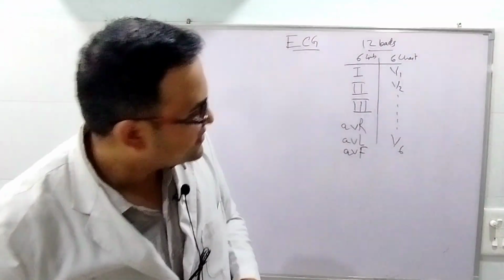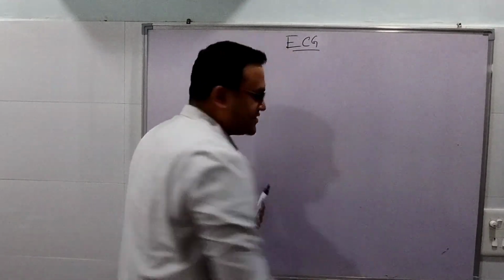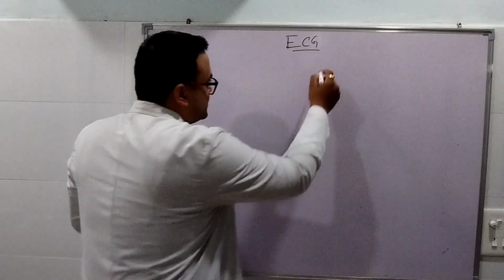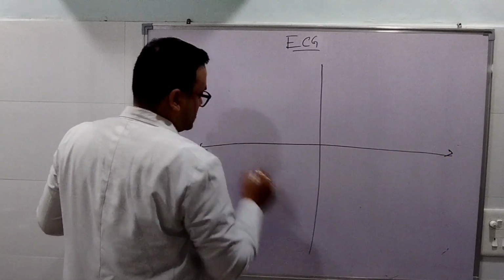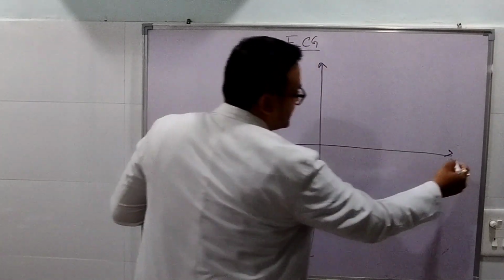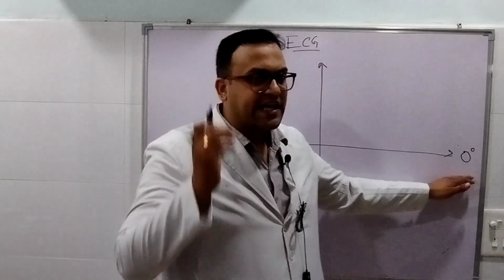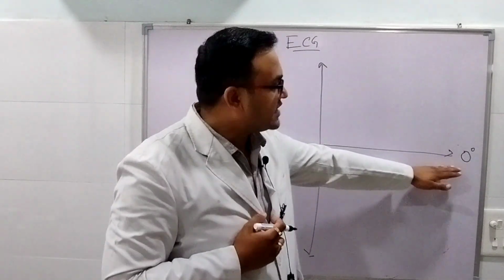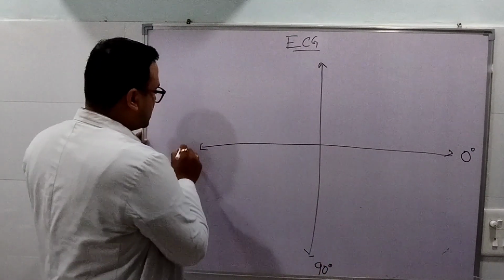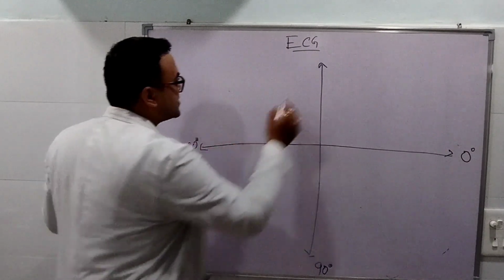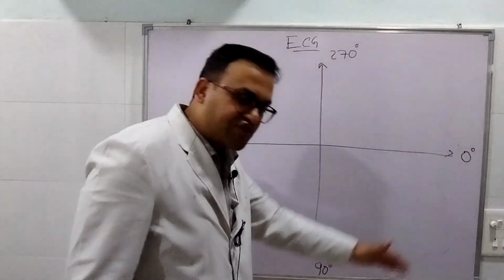How do we place these leads? If we see the axial representation of these leads, this is the 0 degree. This is where we begin. Conventionally we can take this at any number, but conventionally we write this as 0 degree. Then this becomes 90 degrees. This is 180 degrees. And this is 270 degrees. So this is the axial representation.